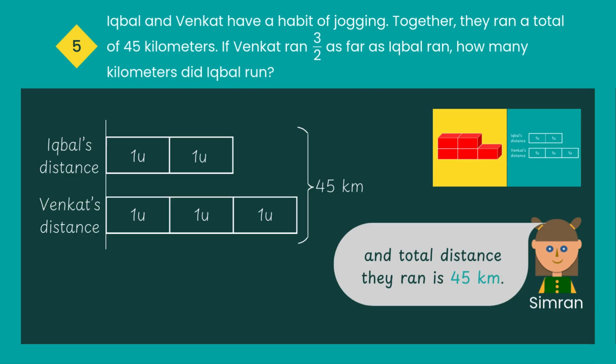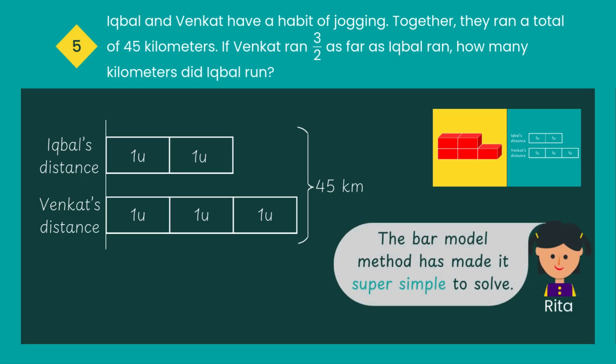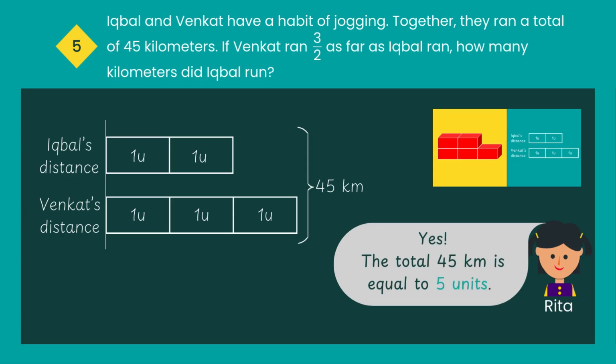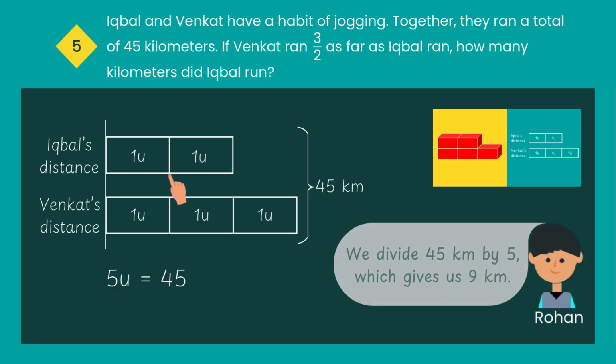Great job so far. How can we solve the problem now? Rita, do you think the bar model method has made it super simple to solve? Exactly. We know the combined distance is 45 kilometers, which is equal to 5-unit bars. So, what's the value of 1-unit bar? Right, Rohan. We divide 45 kilometers by 5, which gives us 9 kilometers per unit bar.